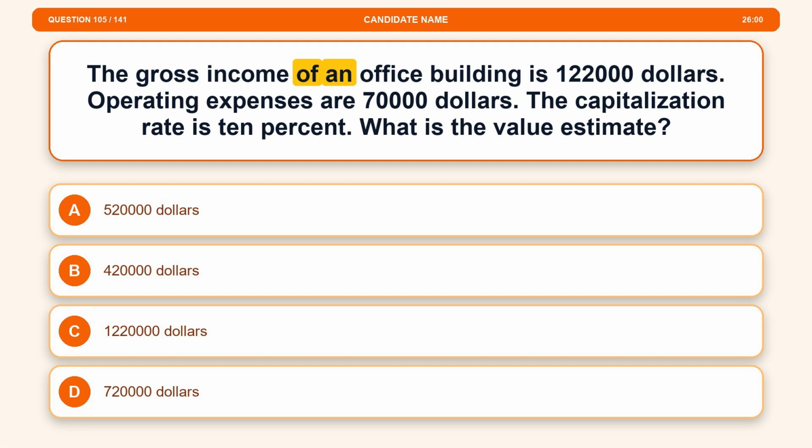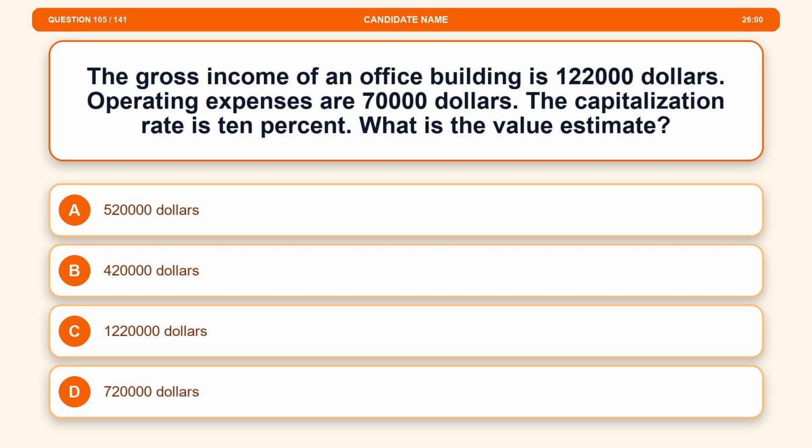The gross income of an office building is $122,000. Operating expenses are $70,000. The capitalization rate is 10%. What is the value estimate? Option A. $520,000. Option B. $420,000. Option C. $1,220,000. Option D. $720,000.